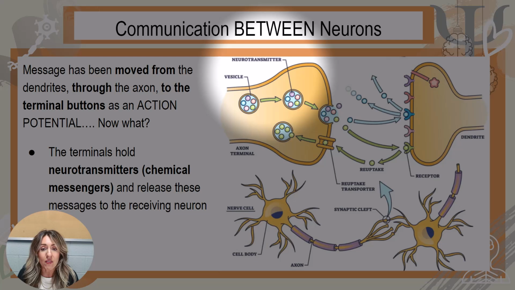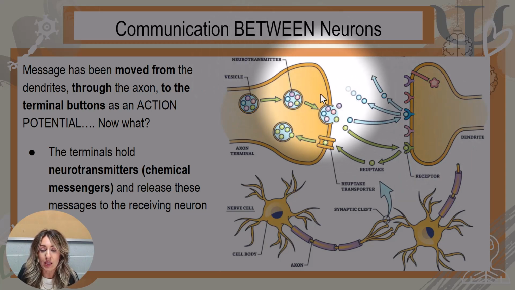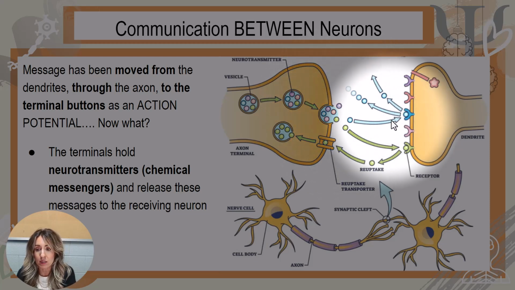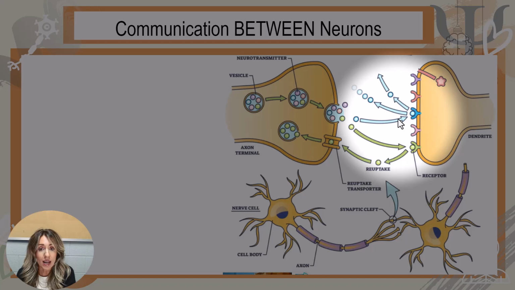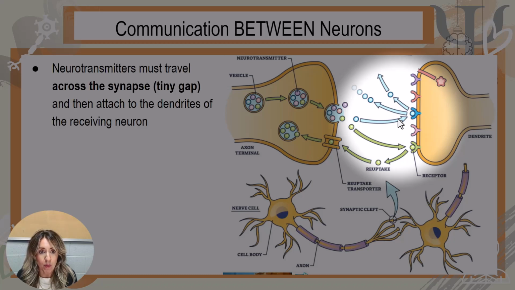Now what happens is that these neurotransmitters move and they actually release out of the axon terminal. As you can see, when they release, they send across this space called the synapse. And that's the next step. So the neurotransmitters travel across the synapse. It's a teeny tiny little gap.